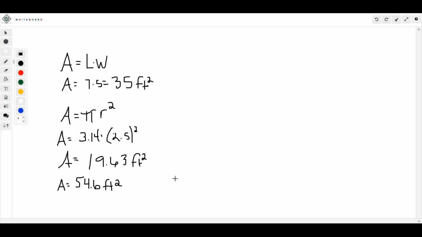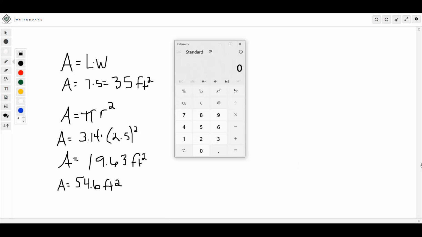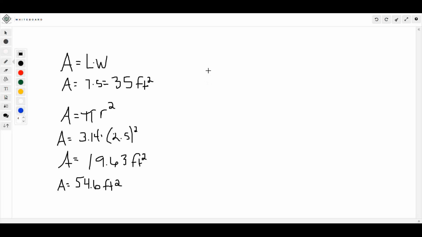All right, so the window is $5 a square foot. So we have 54.6 square feet times $5. So it's $273.